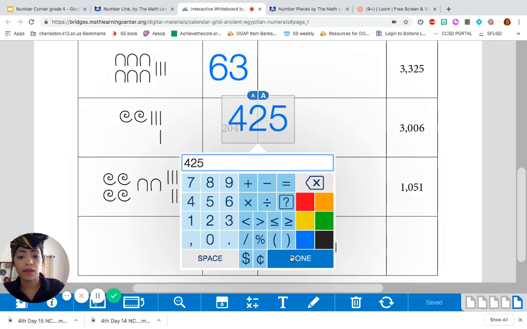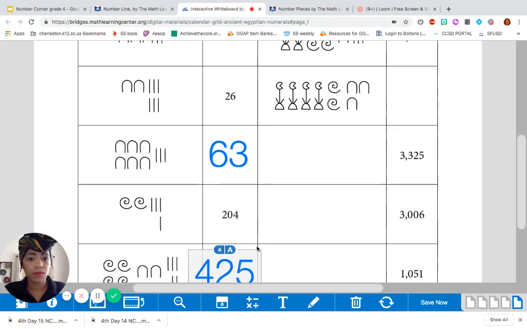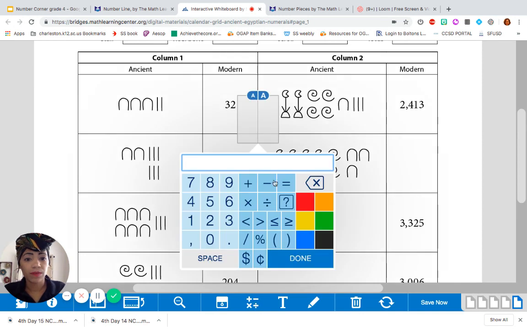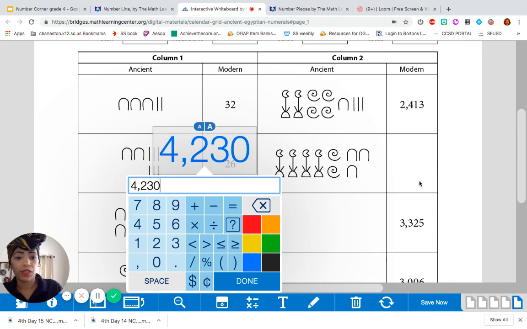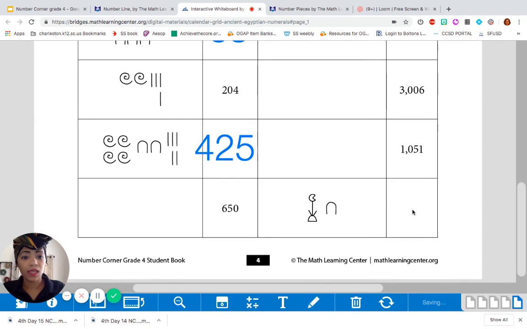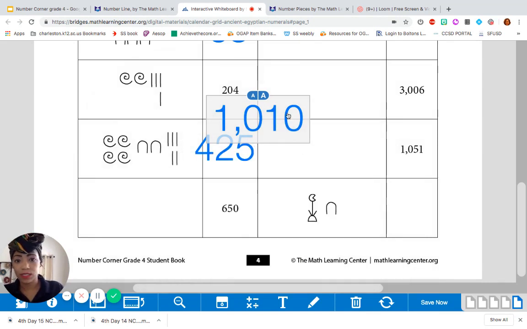Good, 425. Awesome, 425. Okay, I'm just going to skip around to the next column. What you get here with the lotus flowers and the scrolls and the heel bones? Good, 4,230. Nice. And how about this lotus flower down here? Awesome, 1,010. No hundreds, no ones.